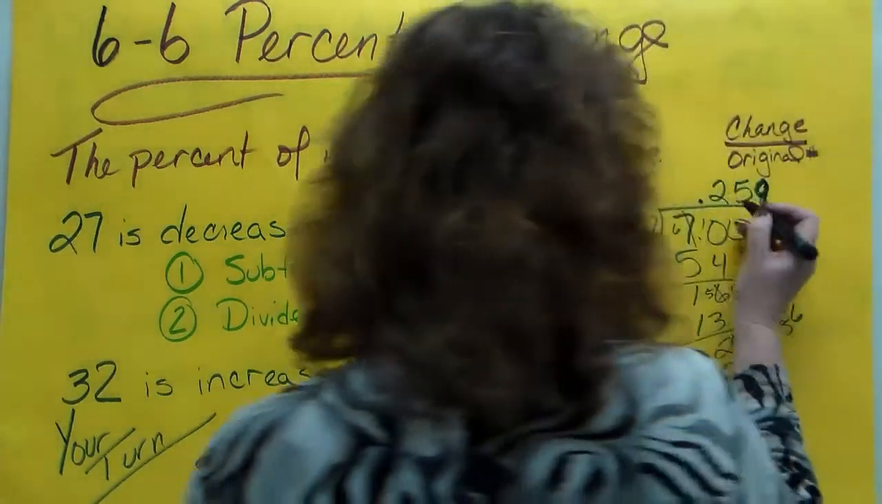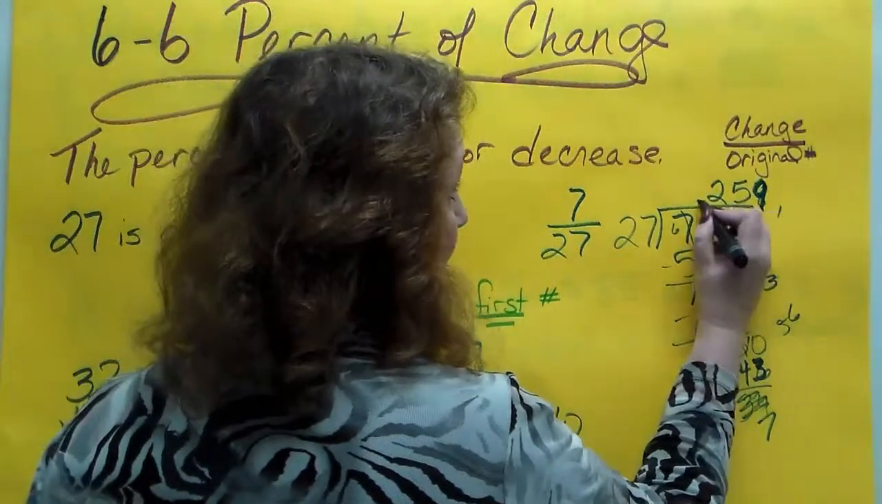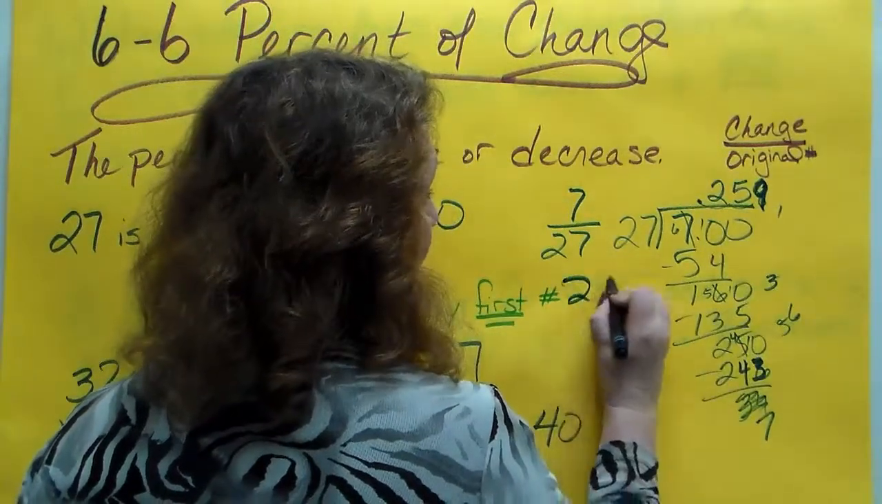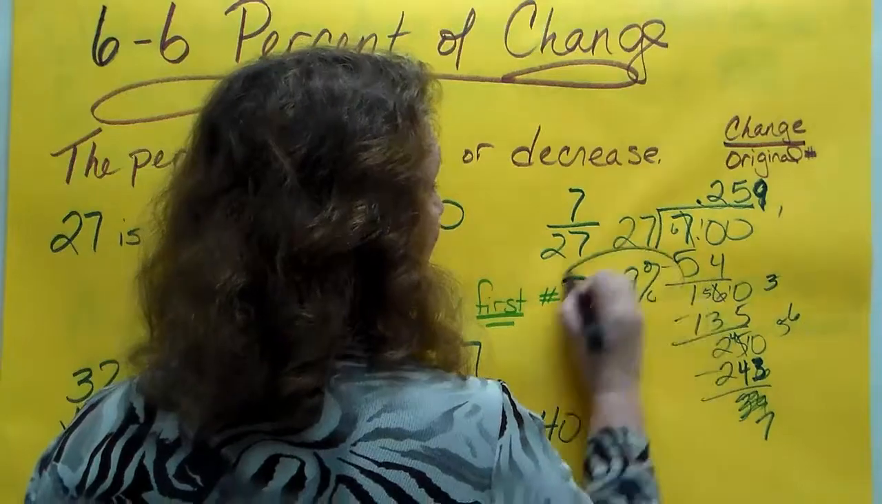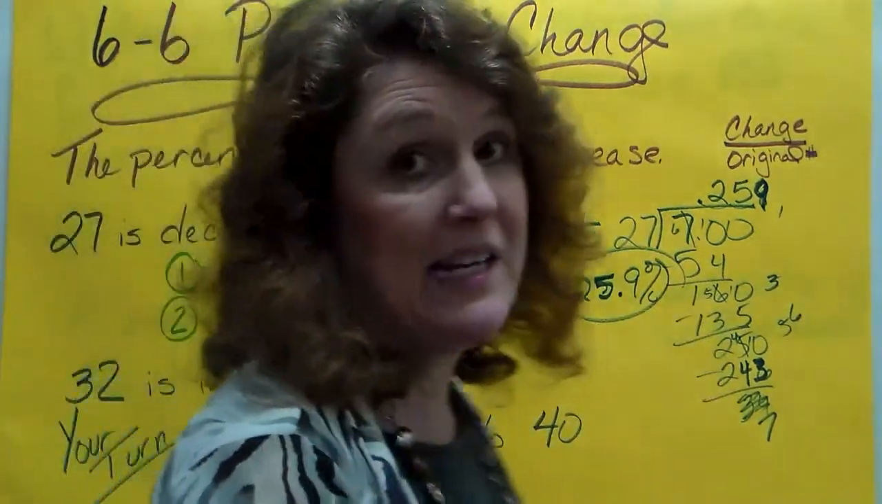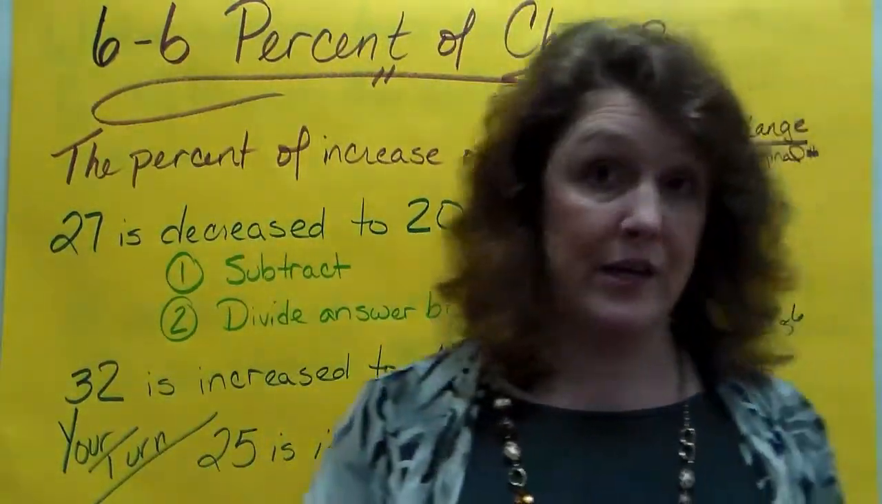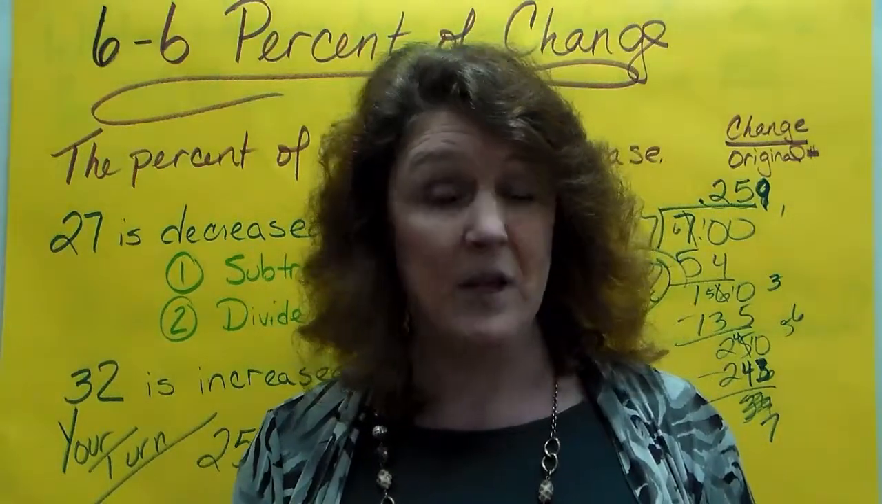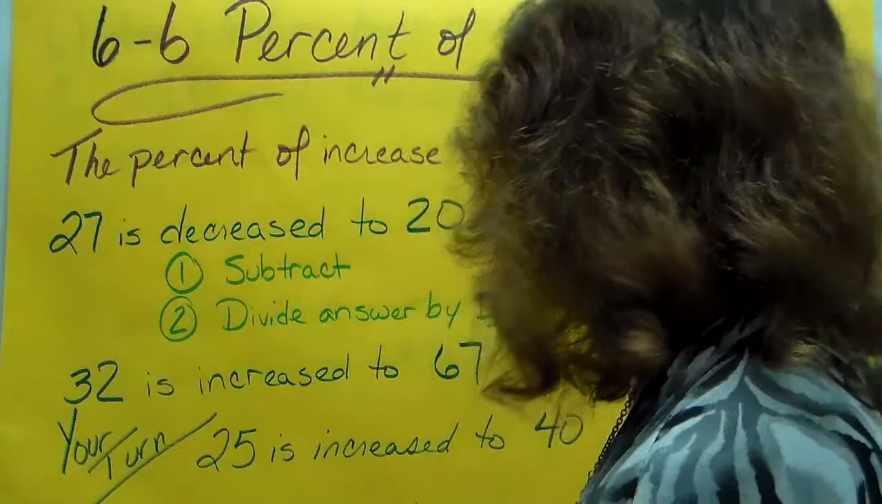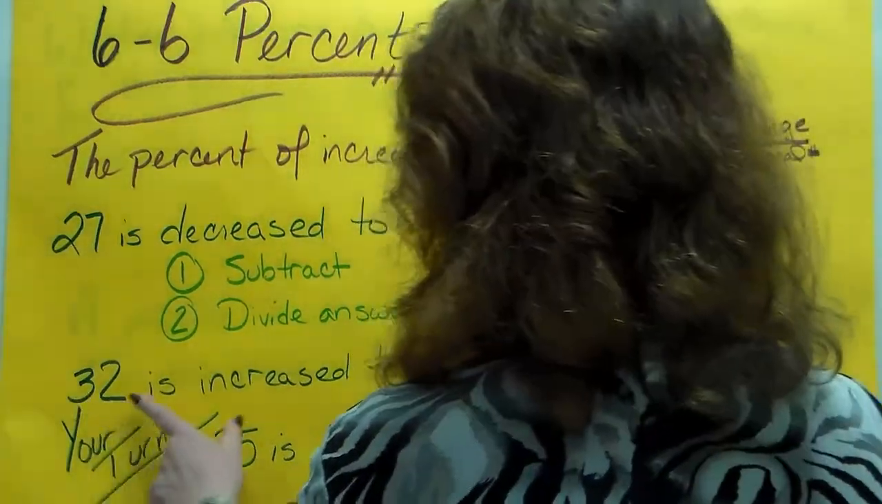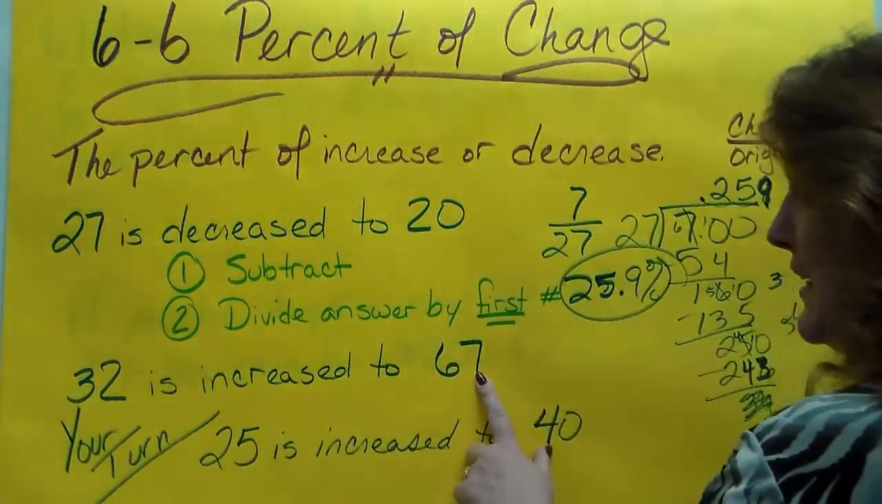So our percent of decrease, now we're going to take this decimal and make it a percent. It's 25.9% decrease. Make sense? It's long division, but you're going to get really good at long division because it's going to go pretty quickly. Next one, 32 is increased to 67.